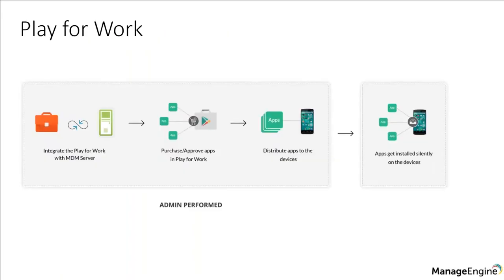Here's how Play for Work functions. You need to integrate Play for Work with the MDM server, approve apps in Play for Work, and distribute apps to the devices. Once all of these actions have been performed by the admin, the apps get installed silently on the devices.